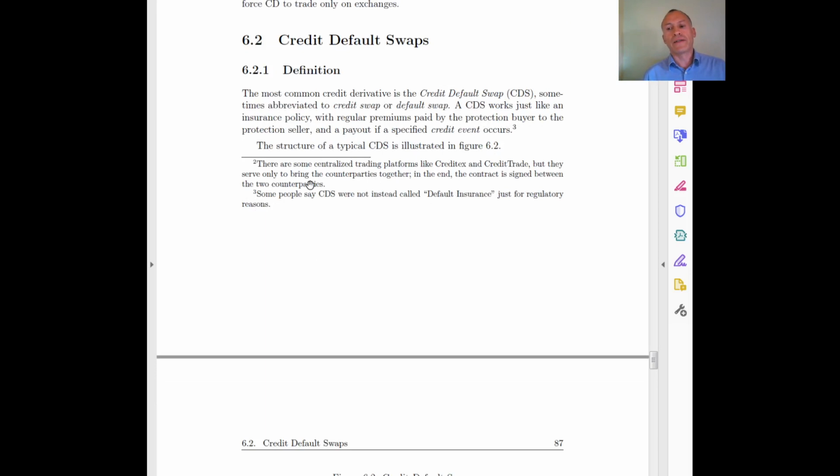Again, this is the main credit derivative, and the best way to think about it is really like an insurance policy. In fact, some people have said that the only reason it was not called something like default insurance was regulatory: they did not want to be regulated under the insurance laws, they wanted to be regulated under other types of banking laws. That's the only reason they called it something other than insurance, because this really is just like insurance.